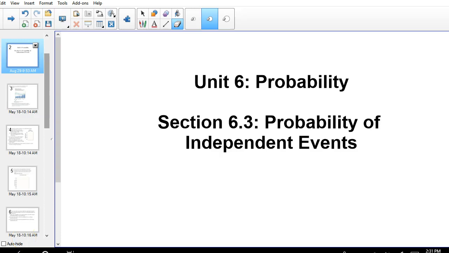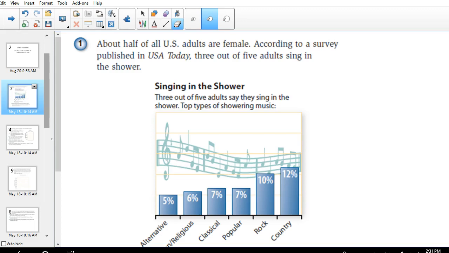Okay, in this section, we are looking at the probability of independent events. All of these problems come from the Core Plus book that I don't really like, but I do like their probability stuff, so I'm going to use some of it here.